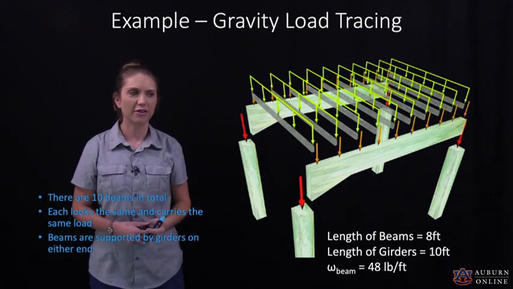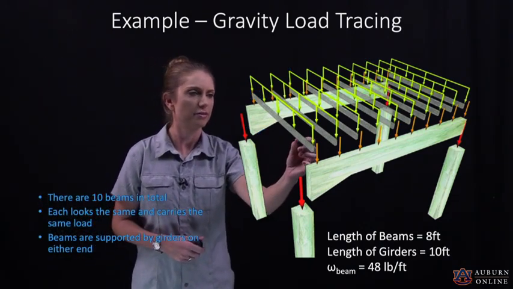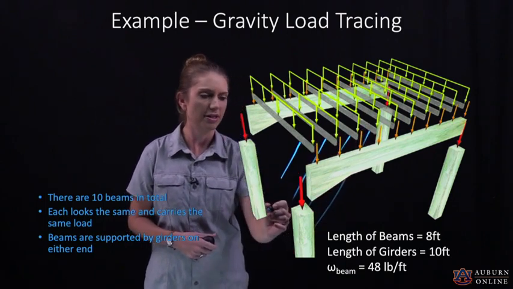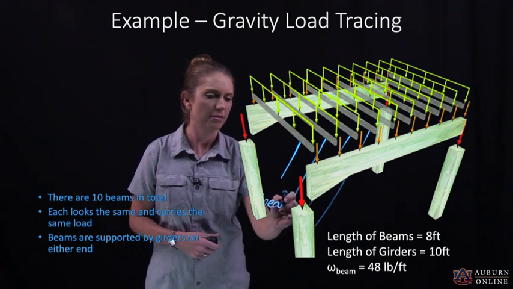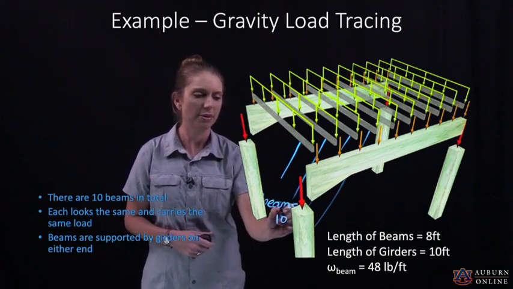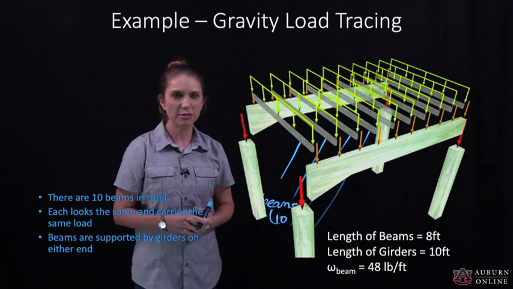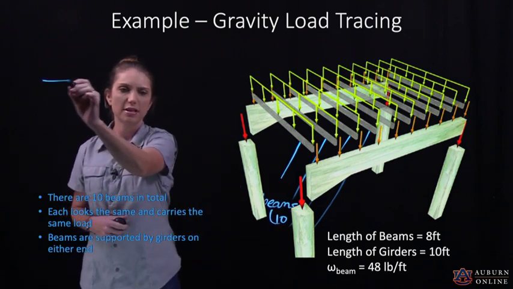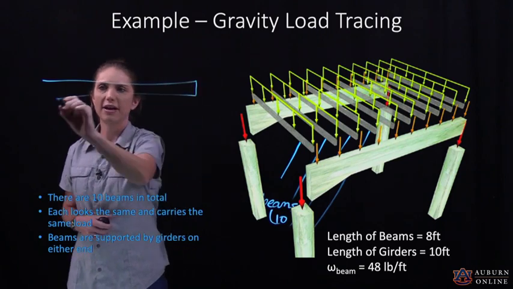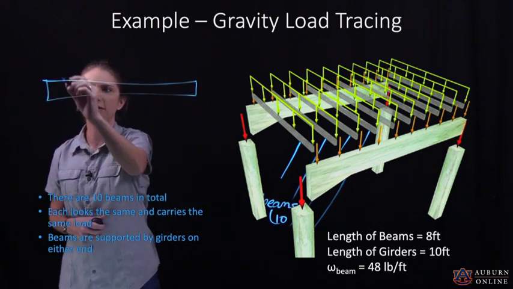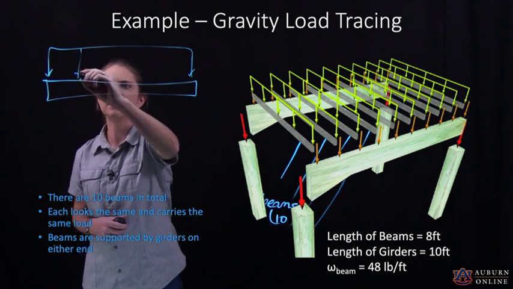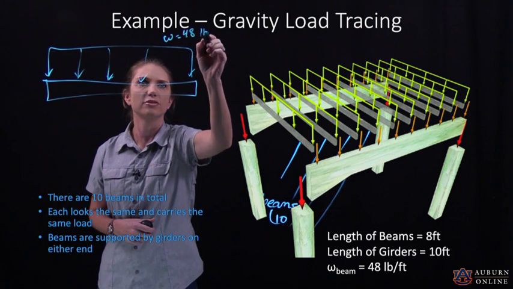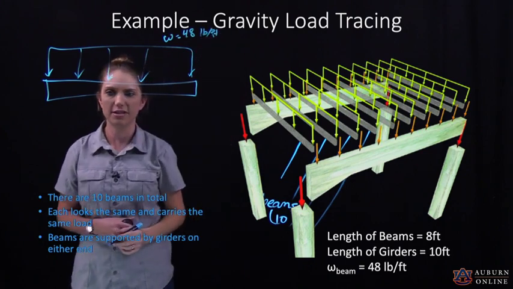So as a reminder, there are 10 beams in total here. All of the gray elements here that you see represent the beams. So we have 10 of these beams. Each beam looks the same and carries the same load. So again, each of the beams has a loading of 48 pounds per foot. So if this is our beam, and we look at each of these beams individually, we have a loading of 48 pounds per foot on each of those beams.